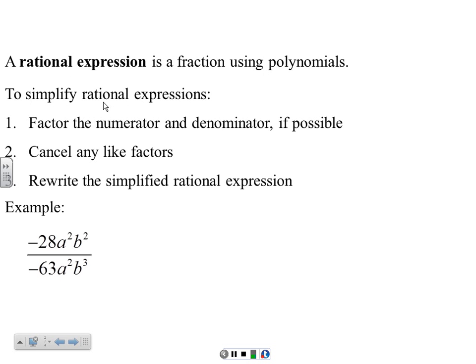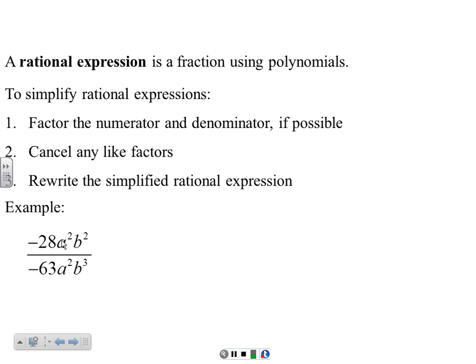To simplify a rational expression, basically to reduce it, what you're going to do is factor the numerator and denominator if possible, cancel any like factors, and then rewrite the simplified rational expression. So, step number 1, factor the numerator and denominator if possible. What does it mean, if possible? If you see a monomial, you cannot factor a monomial.